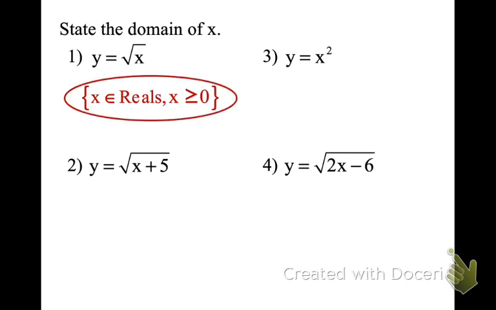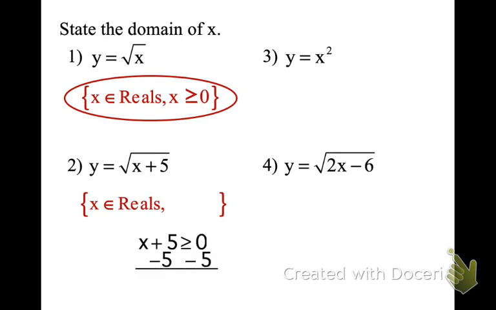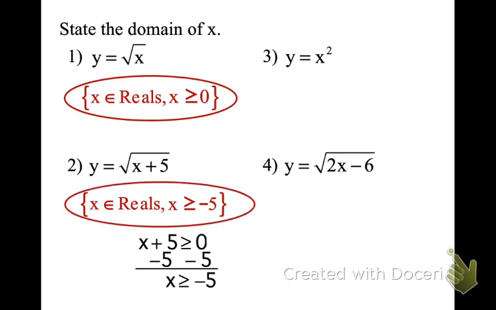On number 2, again, it's a radical, so the rule is no negatives in there. I take what's underneath and set it greater than or equal to 0, and then x is greater than or equal to -5. On the next one, there is no domain rule, so it can be any real number. It's not a square root and it's not a fraction. So we would say x is an element of the reals, or any real number.